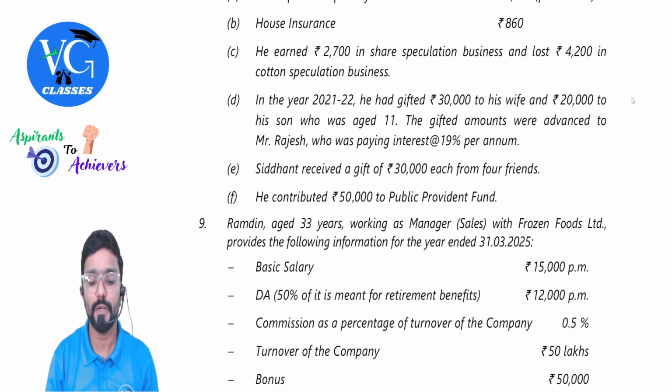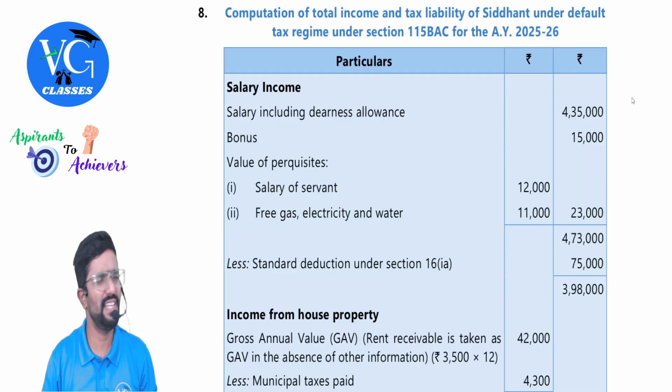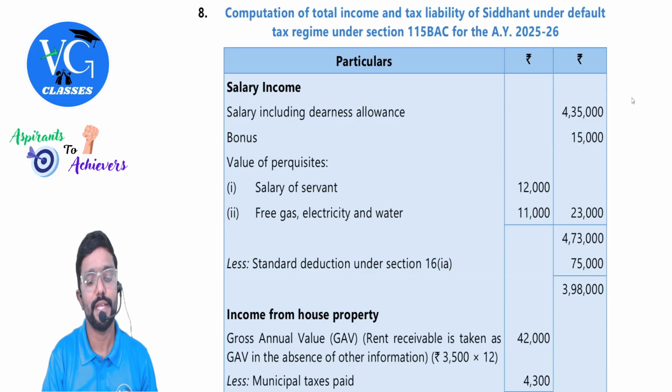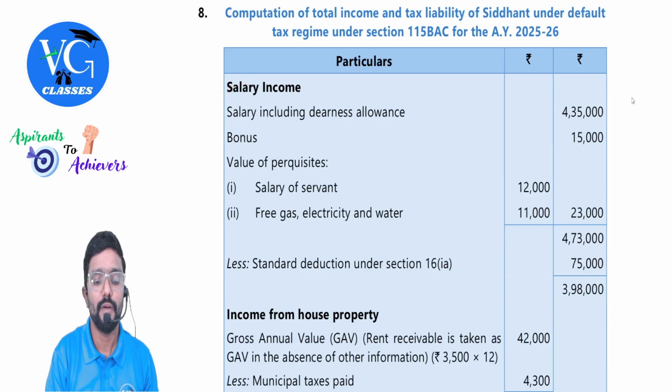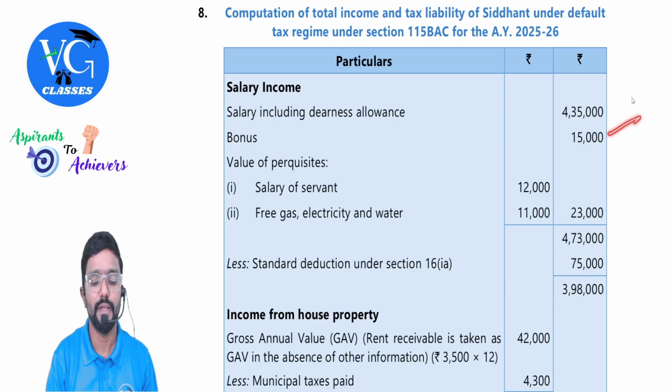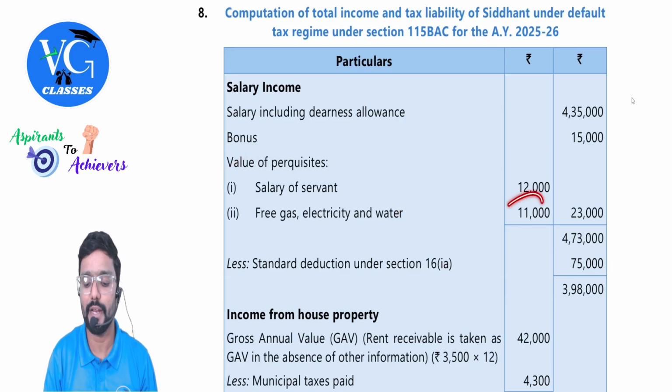He contributed 50,000 to PPF, that is Public Provident Fund, deduction under section 80C. Oh, easy question. Okay. Here the main target is actually on salary. Yes. Salary income. Underline. Or you write income from salary. Salary including DA 435. Bonus 15. Value of perquisite: salary of servant, free gas, electricity, and water 11,000. Total perquisite comes to 23,000.